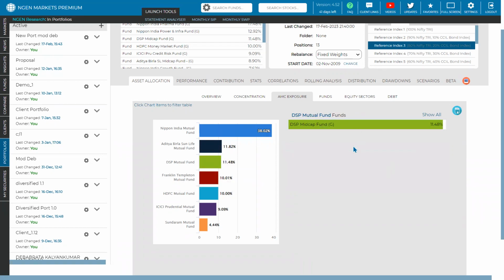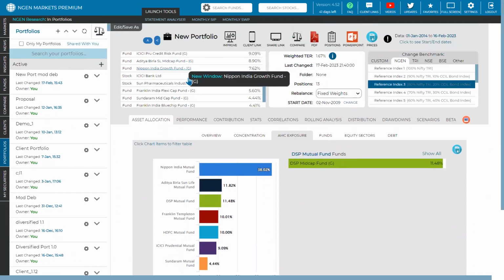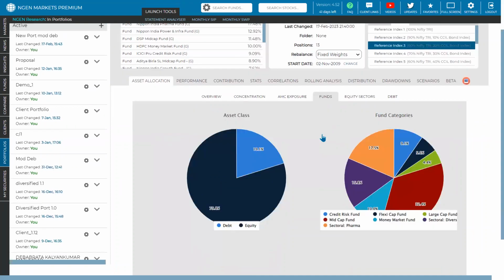Similarly, for the types and categories of the funds, if you want to recognize that I'm holding 13 items, out of these 13, 11 are mutual funds. When you click on it, you can see that I'm holding 75% in equity and close to 19% in debt. Now, you can also see the fund categories here, which include the credit risk, the money market, and even the mid cap, large cap, and flexi cap categories in the system. So this helps me to determine what kind of categories the portfolio is currently holding.